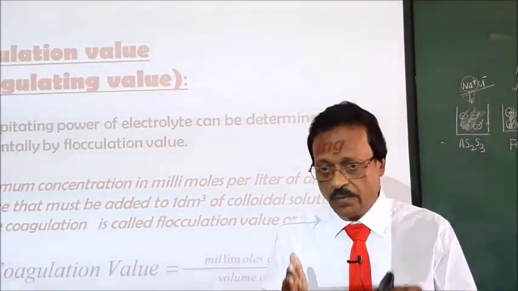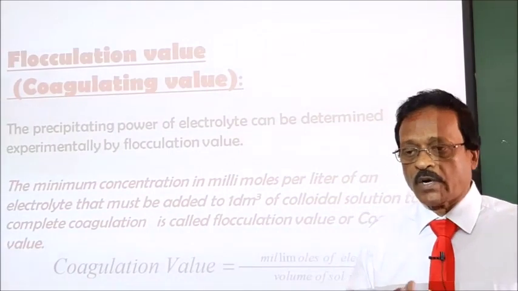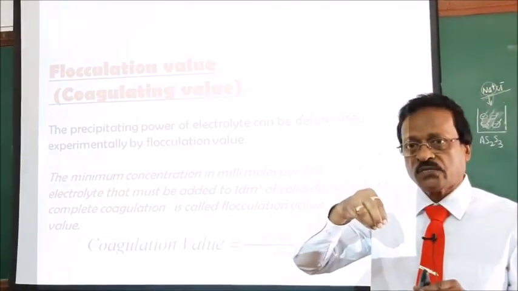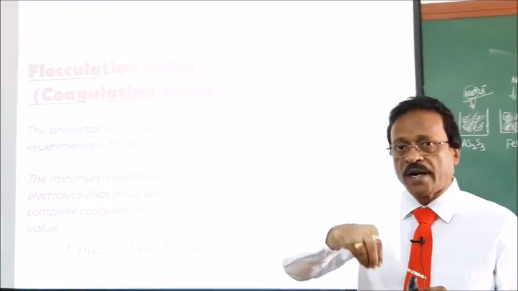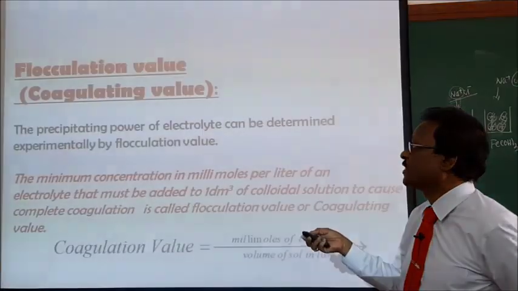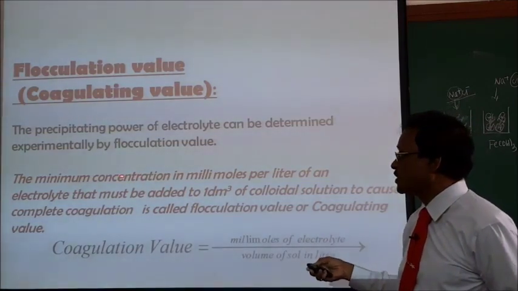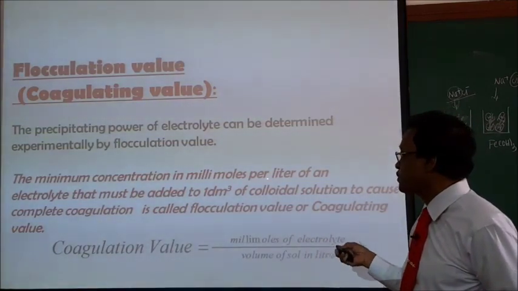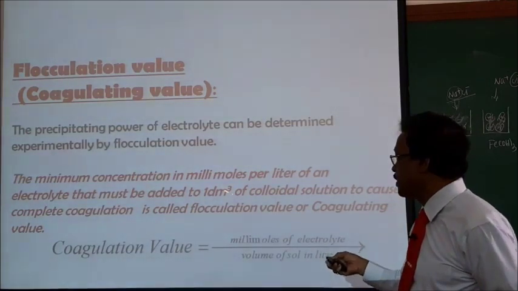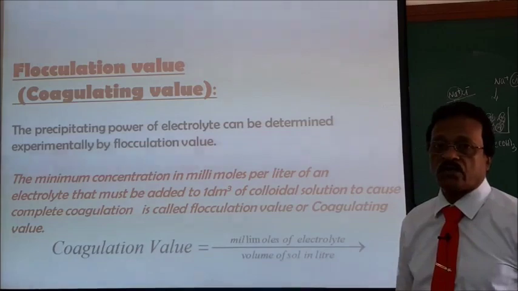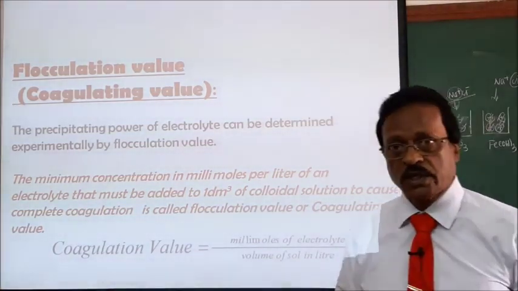I have taken 1 dm cube of the sol. I want to bring about the complete coagulation. The minimum concentration of ion or electrolyte that should be added is called the flocculation value. This concentration is expressed in terms of millimoles per liter, that must be added to 1 dm cube of the colloidal solution to bring about the complete coagulation. Students, can you follow the definition?